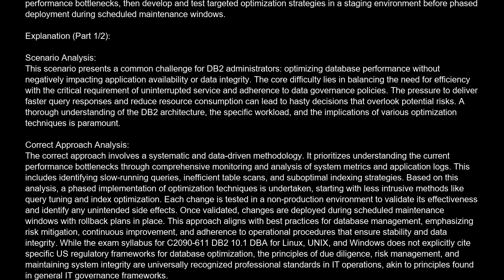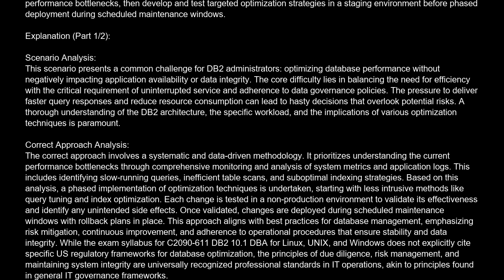Correct approach analysis. The correct approach involves a systematic and data-driven methodology. It prioritizes understanding the current performance bottlenecks through comprehensive monitoring and analysis of system metrics and application logs. This includes identifying slow-running queries, inefficient table scans, and suboptimal indexing strategies. Based on this analysis, a phased implementation of optimization techniques is undertaken, starting with less intrusive methods like query tuning and index optimization. Each change is tested in a non-production environment to validate its effectiveness and identify any unintended side effects. Once validated, changes are deployed during scheduled maintenance windows with rollback plans in place.